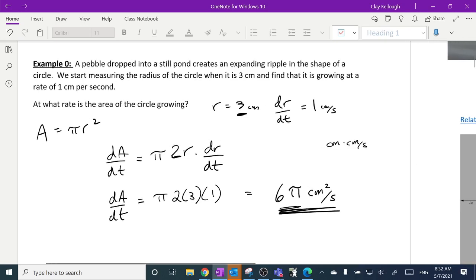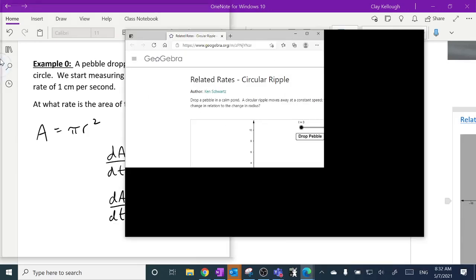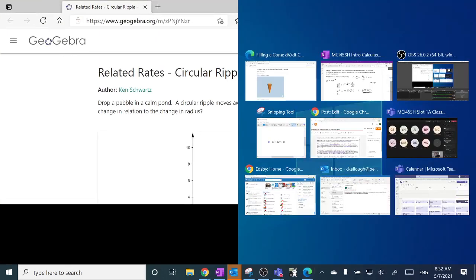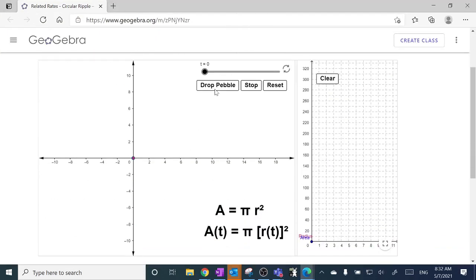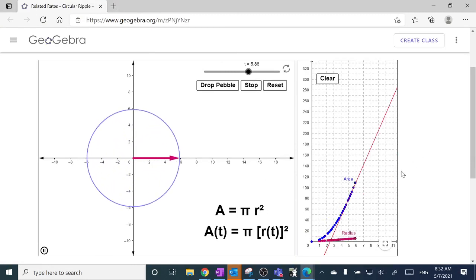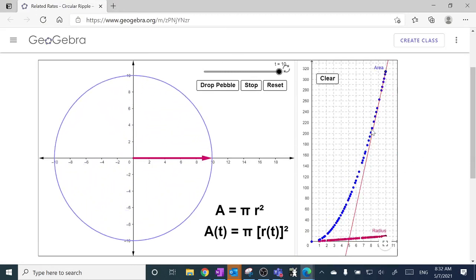And the little animation that I showed you really kind of makes that clear because they do a nice job. They graph it. Here, I'll put it back up if I can find it. There it is. Here's that rippled circle thing. So when I drop the pebble, check it out. See how that red line is changing its slope all the way, right? The actual change in the area, the rate of change of area, is itself still a curve, which means the rate of change is changing, which makes sense. That's what makes it a calculus problem.